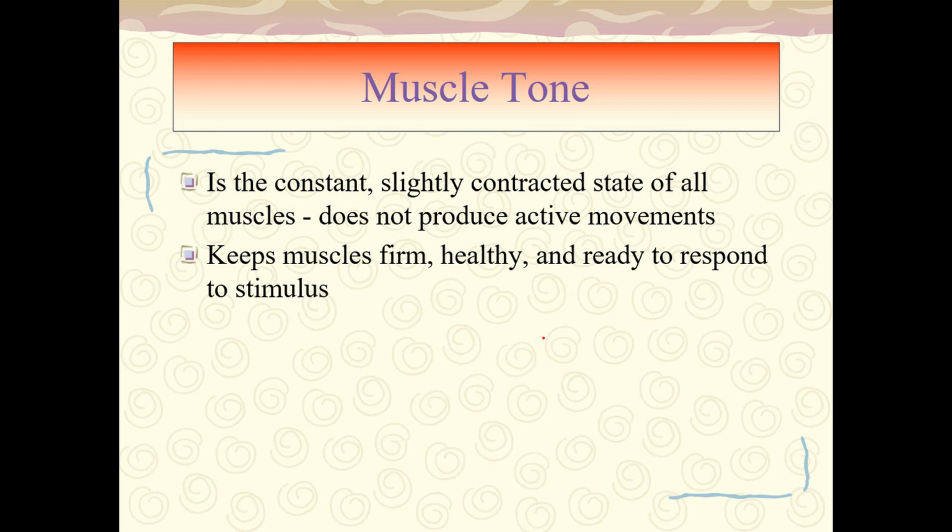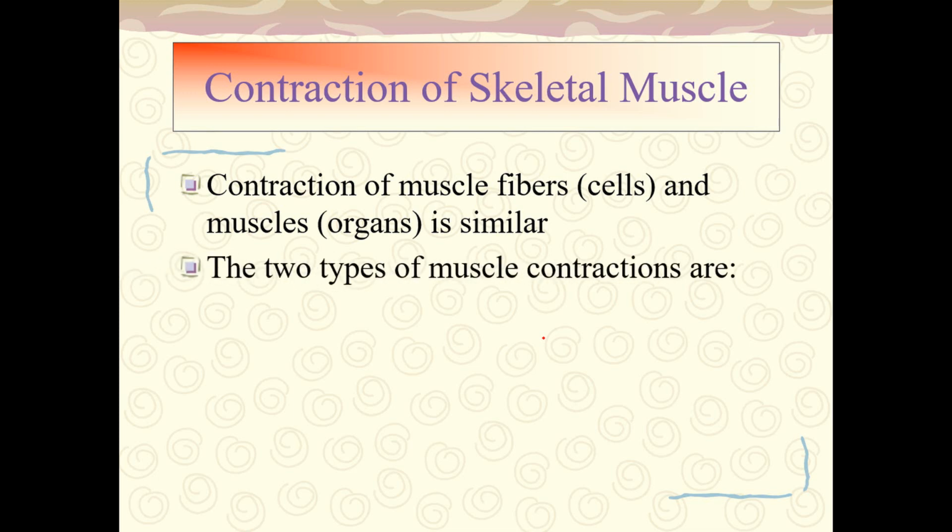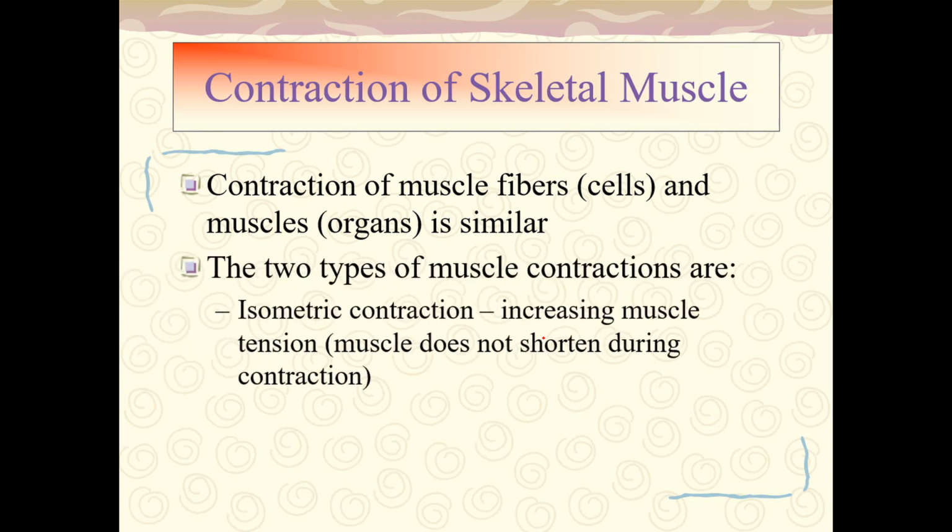When we take a look at contraction of skeletal muscle, there are two types of muscle contractions. Your textbook will go into this in greater detail. I'm only going to hold you responsible for what I cover. So we have muscle fibers, and the organs are going to be similar. So the first one we have is an isometric contraction. Increasing muscle tension, the muscle does not shorten. So we're not successful in moving the load.